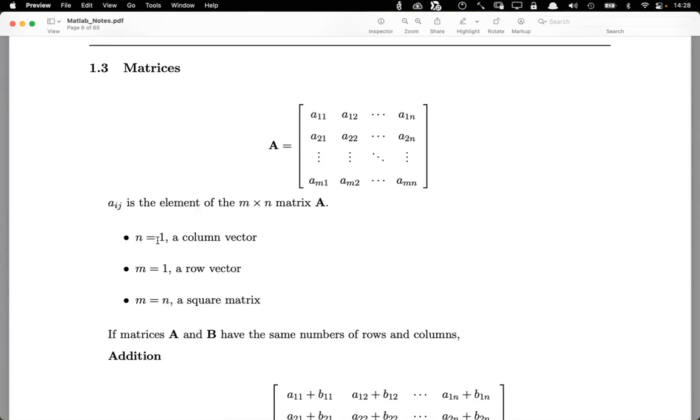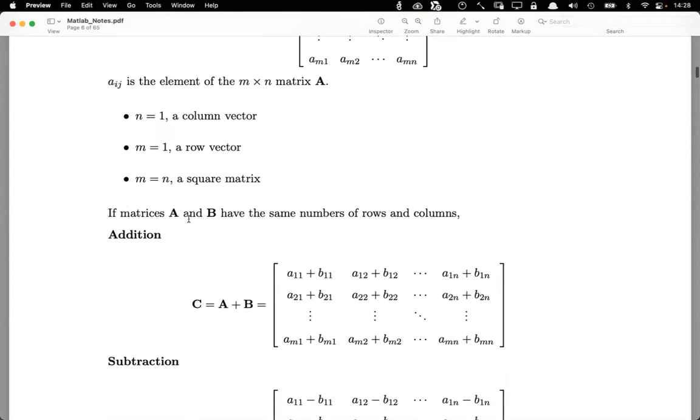If n equals 1, then matrix A is a column vector. If m equals 1, then A is a row vector. If m equals n, then we say A is a square matrix.